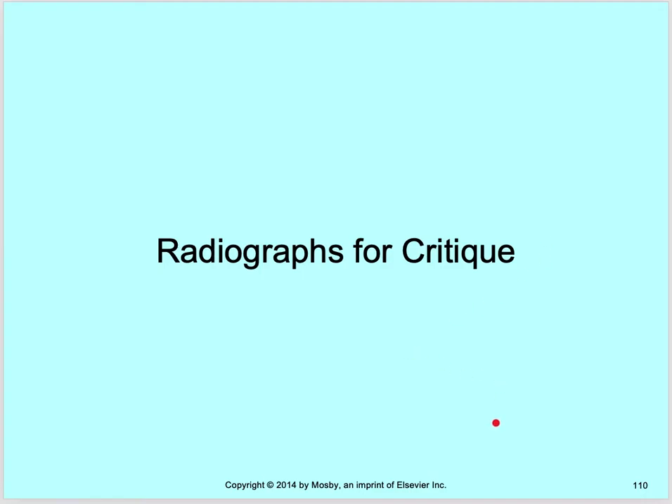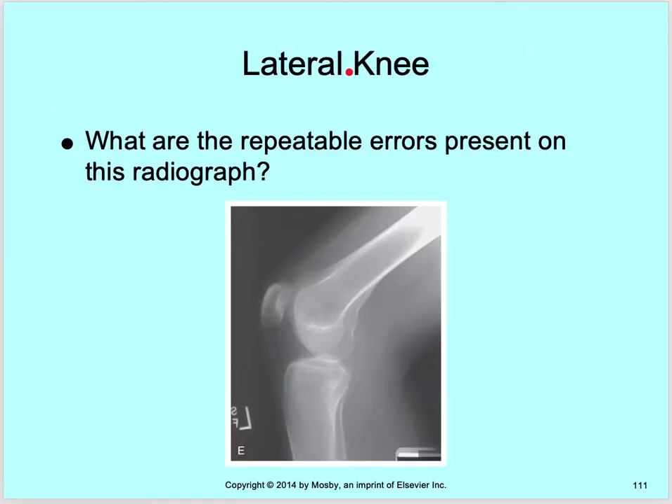All right, so radiographs for critique, we'll run through these, and then that'll be the end of the lower leg, and we'll move on to the pelvis. So your lateral knee. What are the repeatable errors present on this radiograph? This is given to you as one that you can use, and you can go through, circle or write on or draw on, whatever's going to help you to pick out what the errors are.